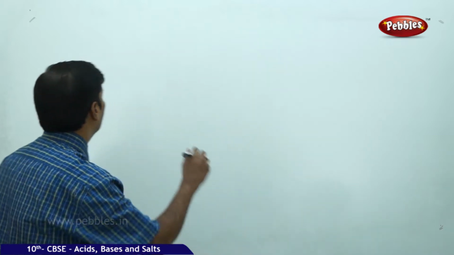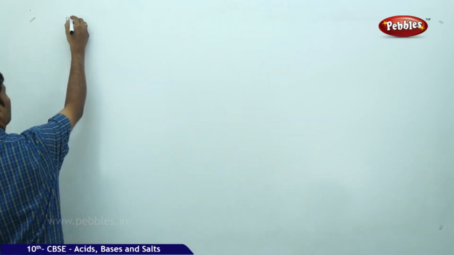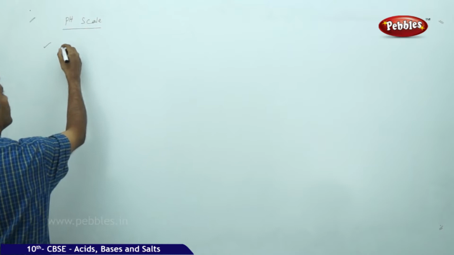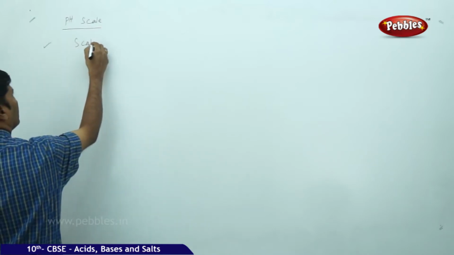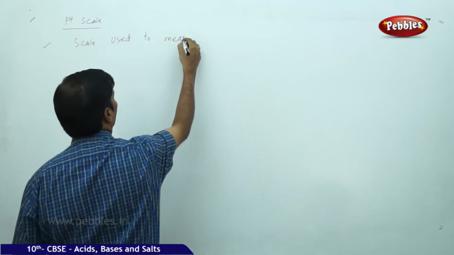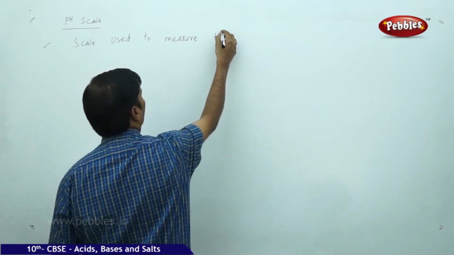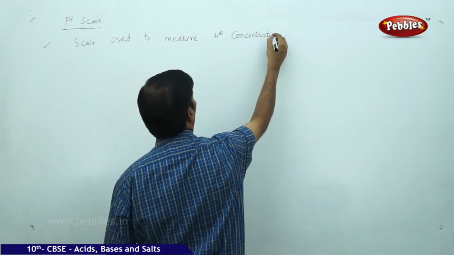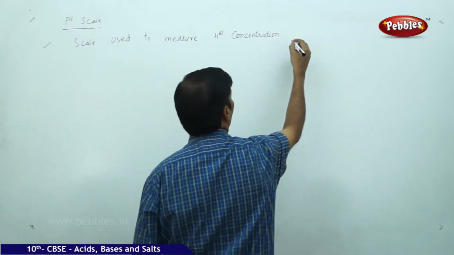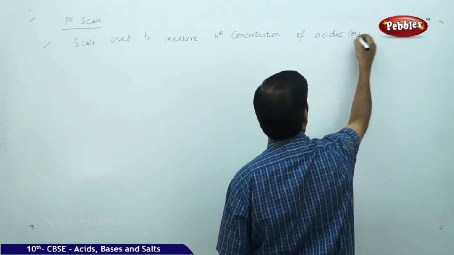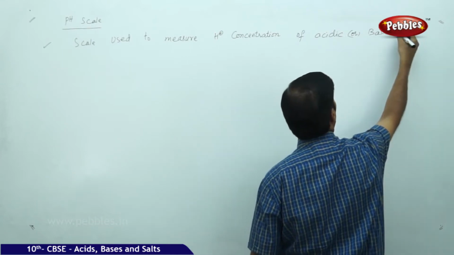So our next part of the discussion in acids, bases and salts here is the pH scale. This pH scale is nothing but a scale used to measure H plus ion concentration of an acidic or basic solution.